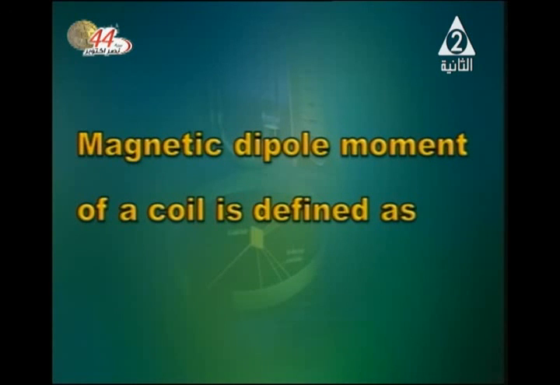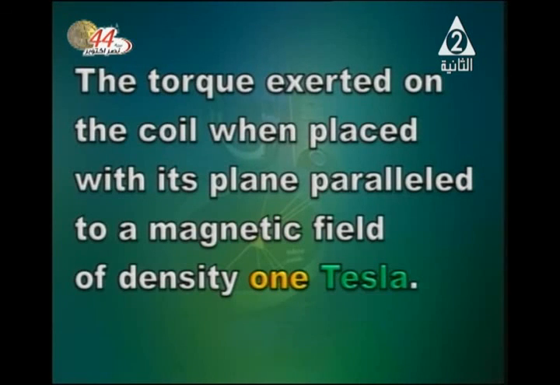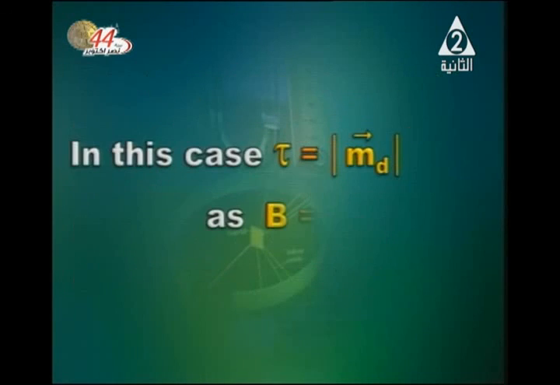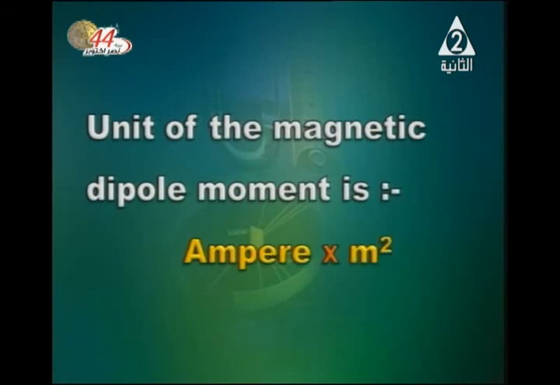Magnetic dipole moment of the coil is defined as the torque exerted on a coil when placed with its plane parallel to a magnetic field of density 1 Tesla. It is the torque exerted on the coil when the coil is placed in the horizontal position, with its plane parallel to the magnetic field, but the field should be of 1 Tesla in intensity. So we can say the torque will be numerically equal to the magnetic dipole moment when B is equal to 1 Tesla. The unit of magnetic dipole moment is ampere meter squared.